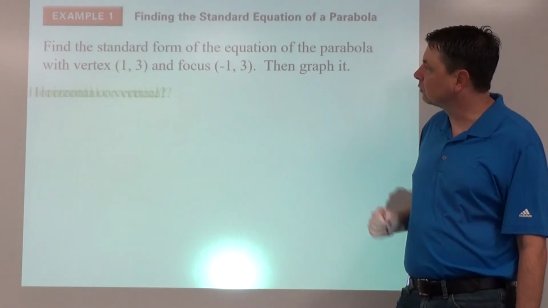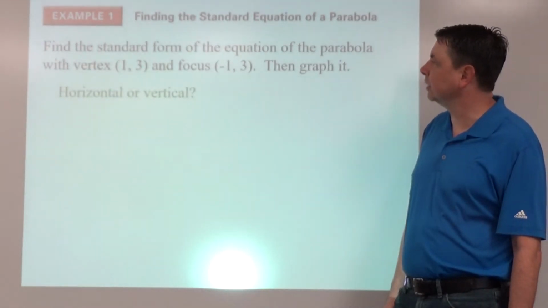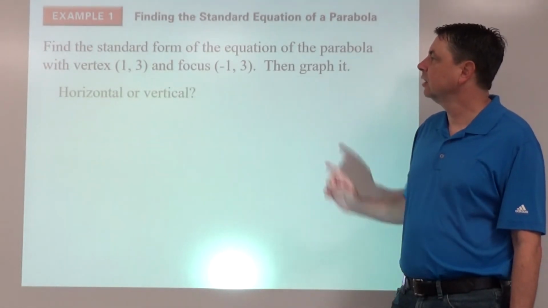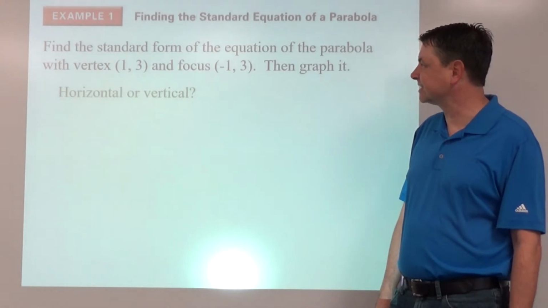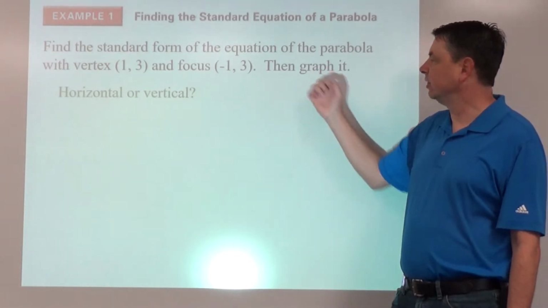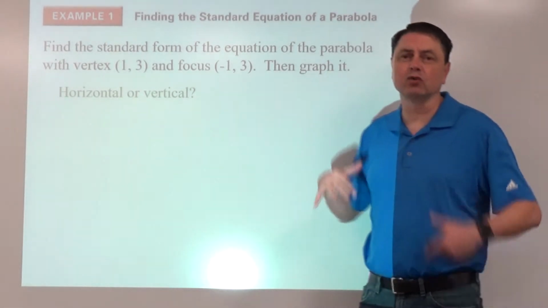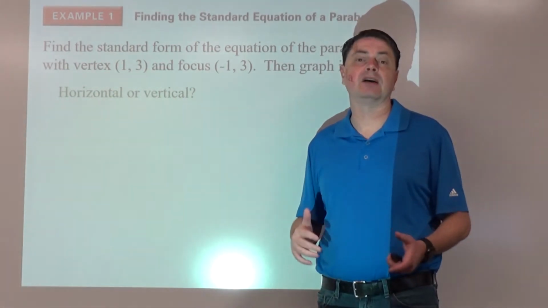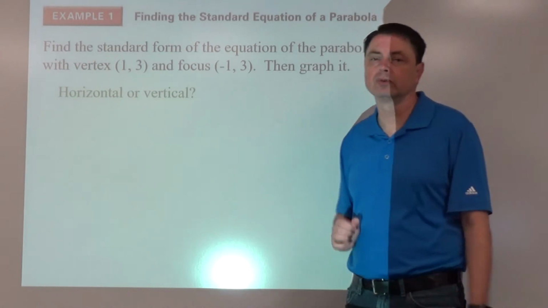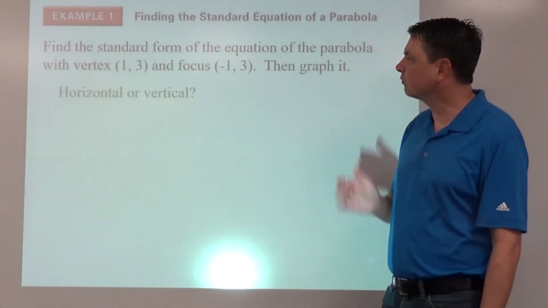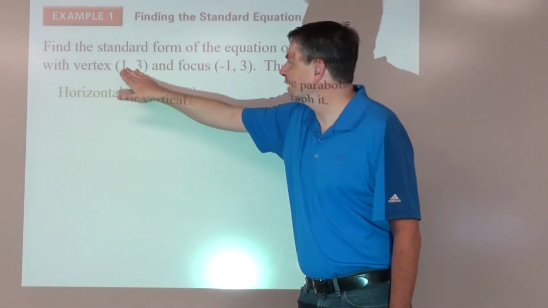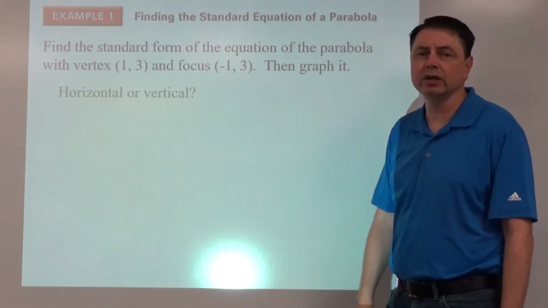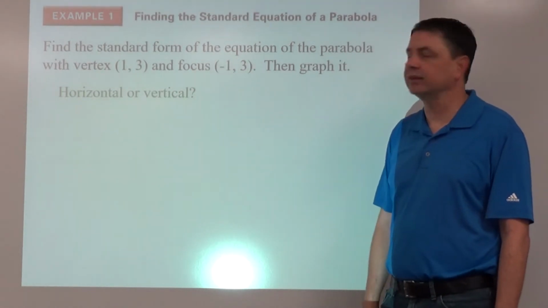Example number 1, write the standard form equation of a parabola with a vertex (1, 3) and a focus (-1, 3). Then graph it. Actually, we're going to kind of graph it as we go along. So it might be a good idea to have some graph paper handy as we go through these. The first thing I think we should do is take (1, 3) and (-1, 3) and plot those on a graph.